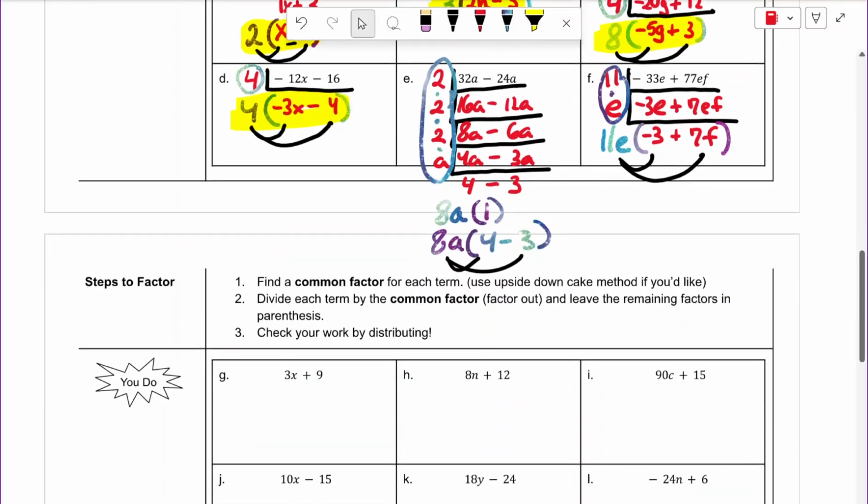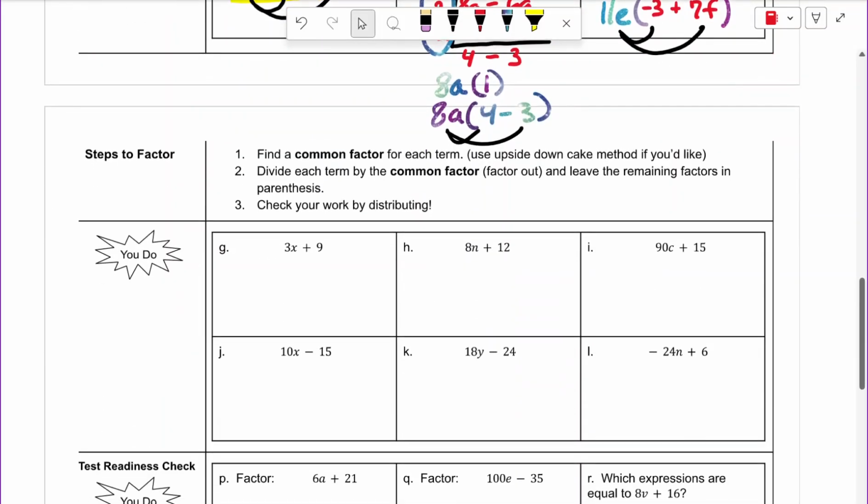All right, that was a lot of practice. We have a couple steps to factoring here. Let's make sure we know what they are. So what have we been doing?